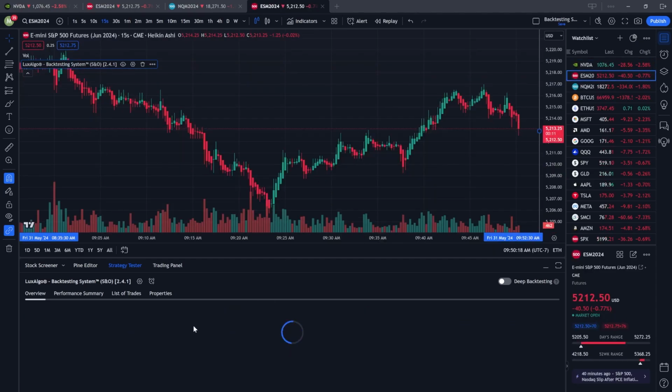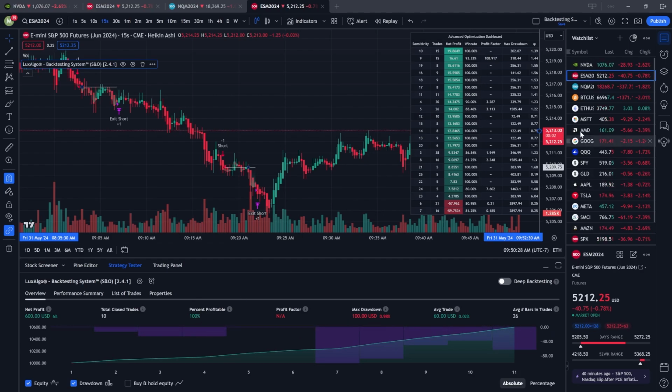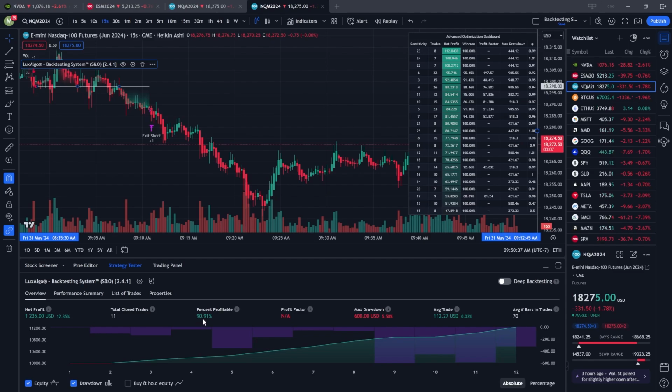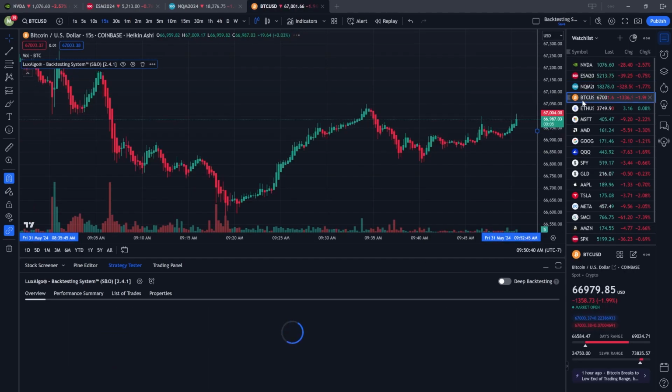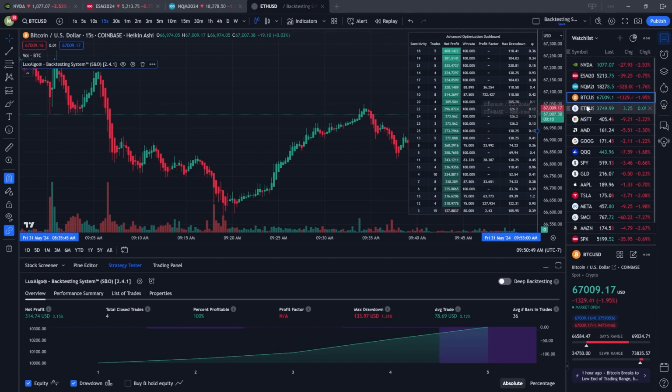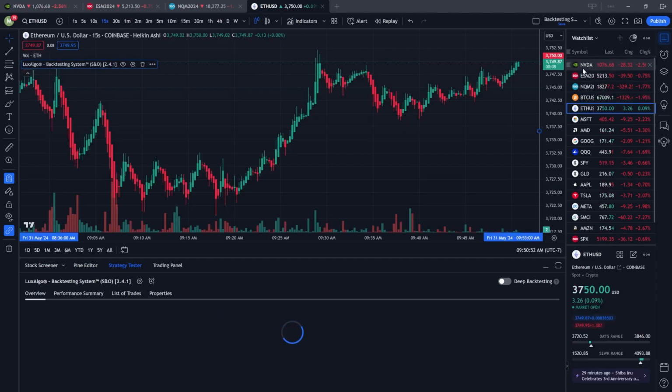Let's look at ES. Same time frame, 100% profitable ES. 100% profitable NQ, I'm sure, or 90%. Well, pretty good, Bitcoin. So all of them work about the same, basically all these: NVIDIA, ES, NQ, Bitcoin, Ethereum, Microsoft, AMD, Google, all of them are profitable with this strategy.